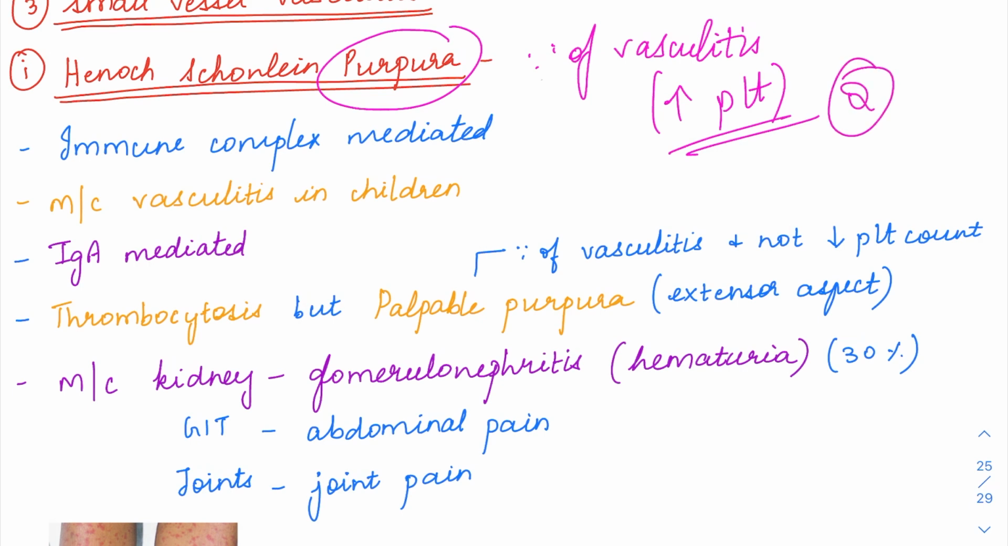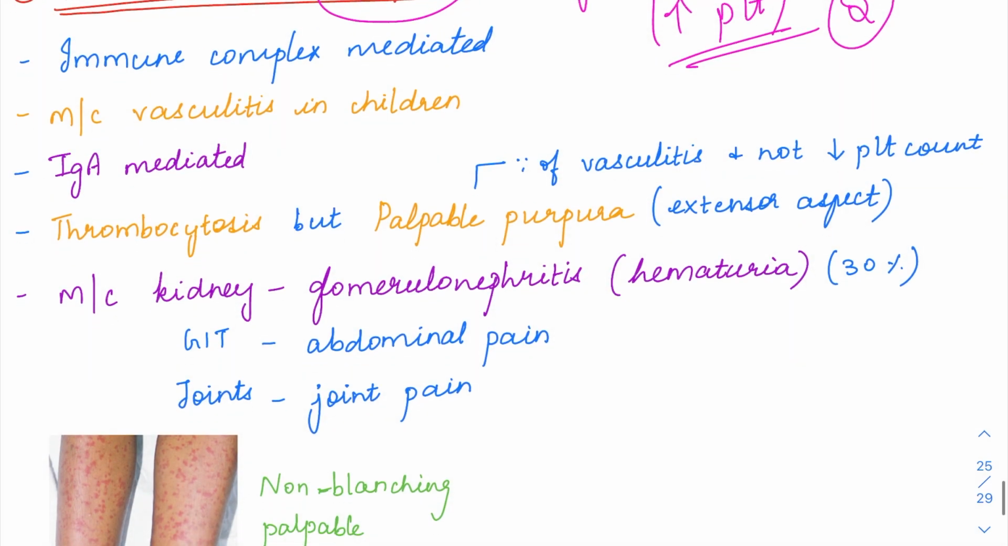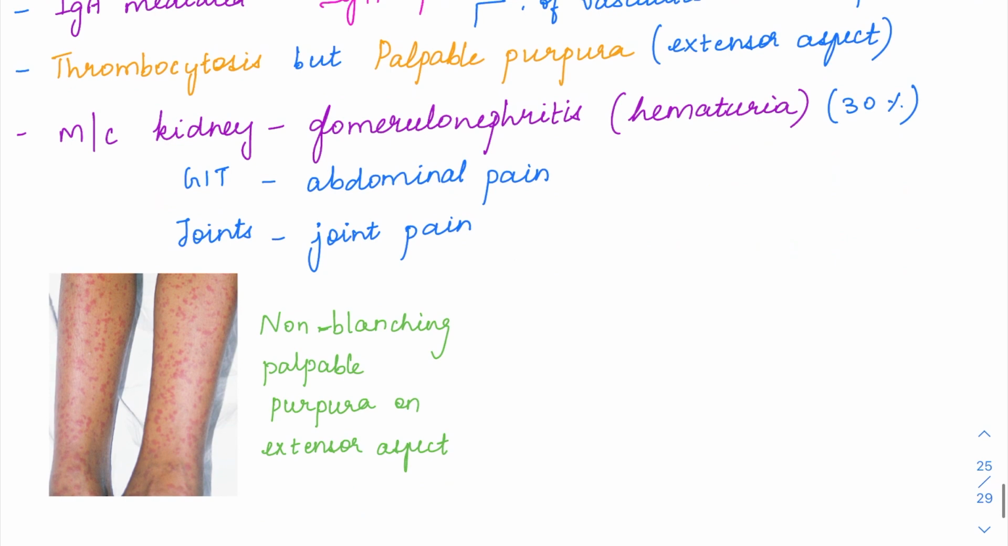In Kawasaki disease also we saw thrombocytosis. Same for Henoch-Schönlein purpura, the thrombocytosis is present. And here it is going to be associated with IgA nephropathy also. So IgA nephropathy, we will be reading that in the kidney chapter as well. So this is also going to be IgA mediated, like IgA nephropathy is also going to be IgA mediated.